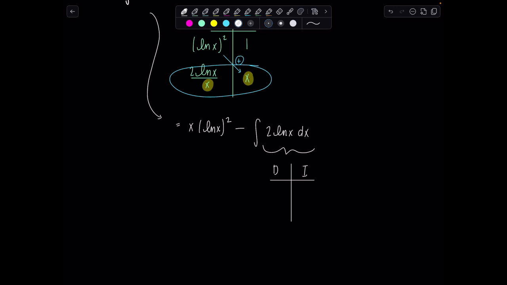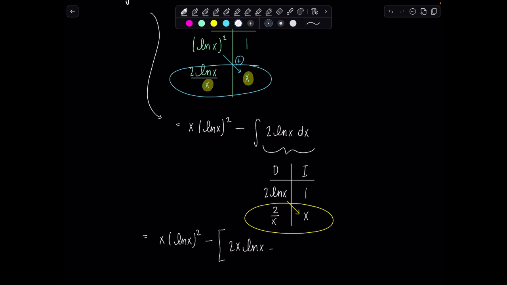So whoever would normally be u, that's D. So let's put 2 ln of x here, and then 1 dx is I, and then the derivative of 2 ln of x would be 2 over x. Antiderivative of 1, just x. So we've got x ln of x squared minus, and then here we have this product, keep the sign the same, minus this integral. So it would be 2x ln of x minus the integral of 2 over x times x. The x's cancel, so it's just 2. Don't forget to write dx.